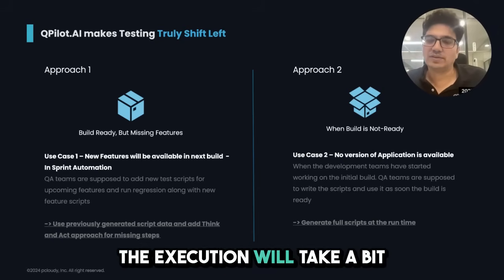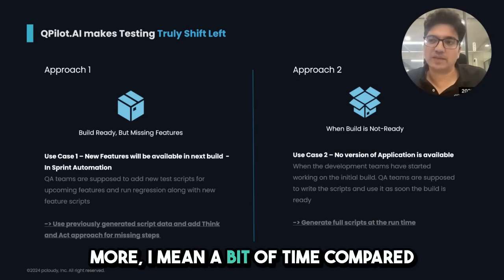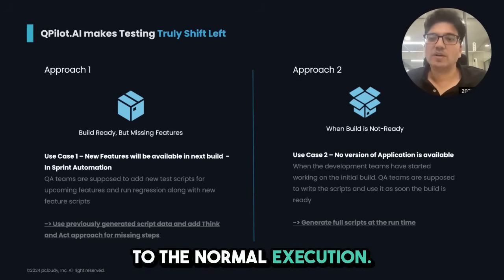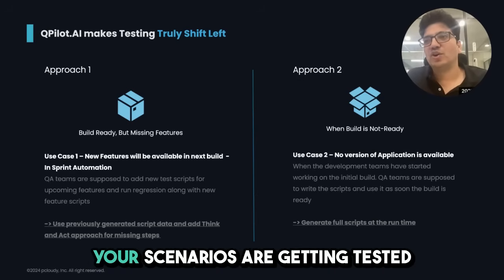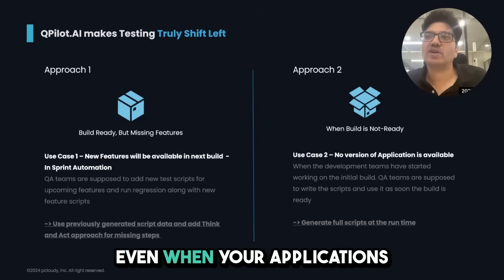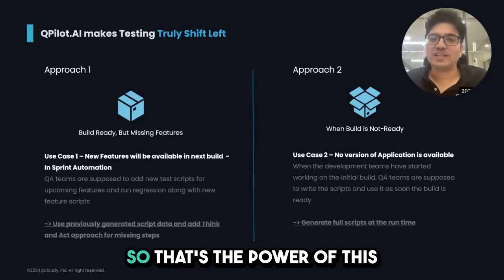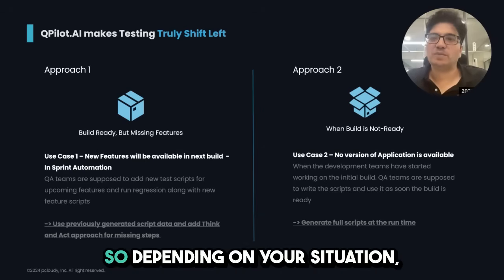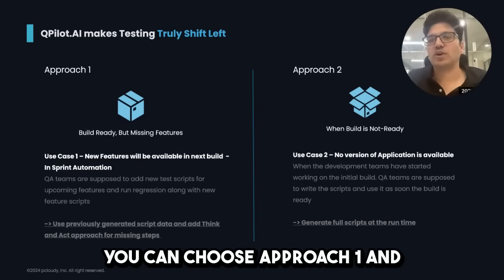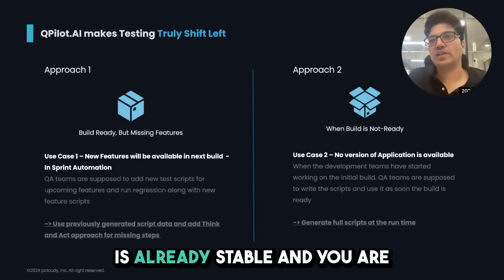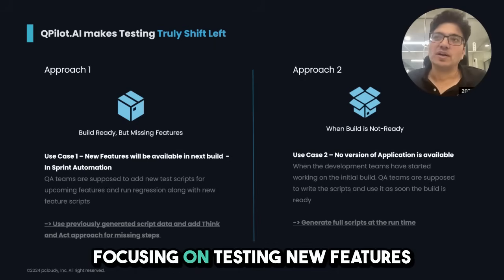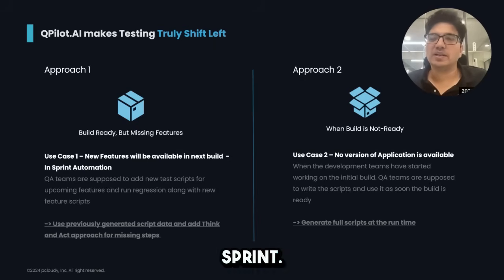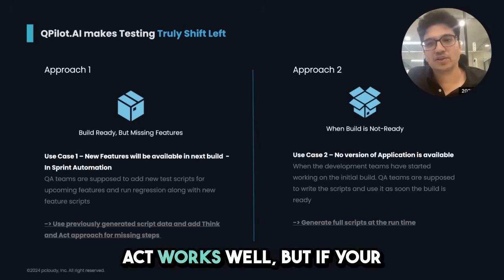The execution will take a bit more time compared to the normal execution, but you are ensuring that your scenarios are getting tested even when your applications are changing, right? So that's the power of this whole runtime generation that we have been able to build. So depending on your situation, you can choose approach 1 and approach 2. If your application is already stable and you are focusing on testing new features which are upcoming in the next sprint, approach 1 where think and act works well.